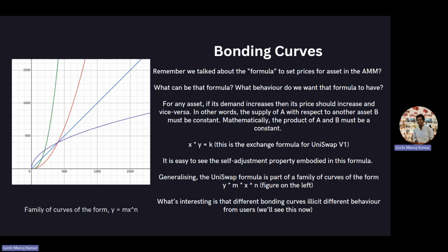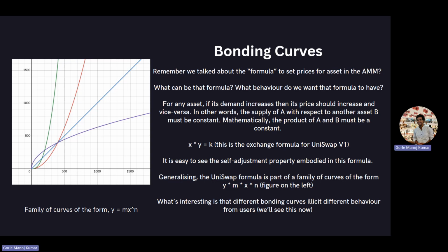Generalizing this, the graph that you see is basically a family of curves of the form y equals m x to the power n, where m and n take different values. What we want to know is in the last sentence, which is interesting, and we'll work out an example of this. It basically says that different bonding curves are able to motivate different behavior from different users. We'll look at how that works.